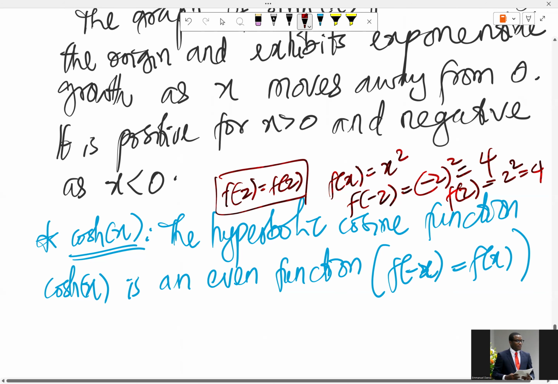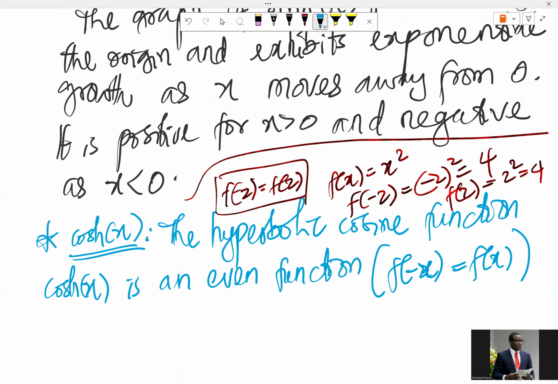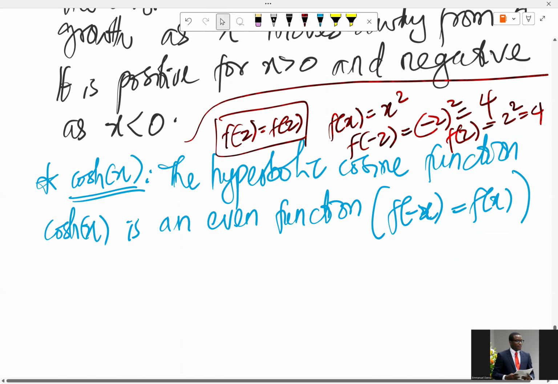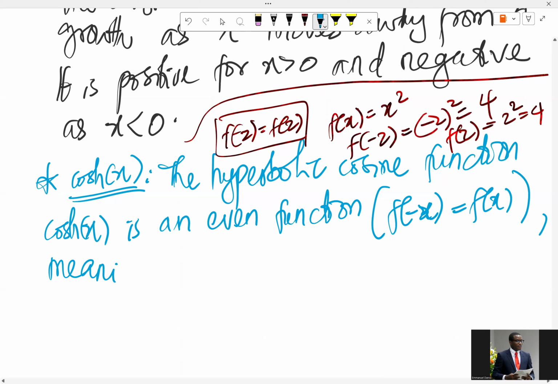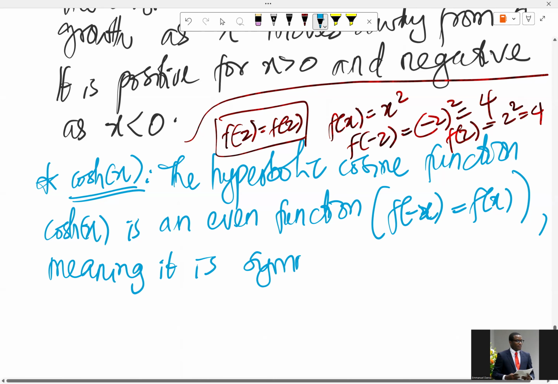So cosh is actually an even function, and what that means is that it is symmetric with respect to the y-axis.